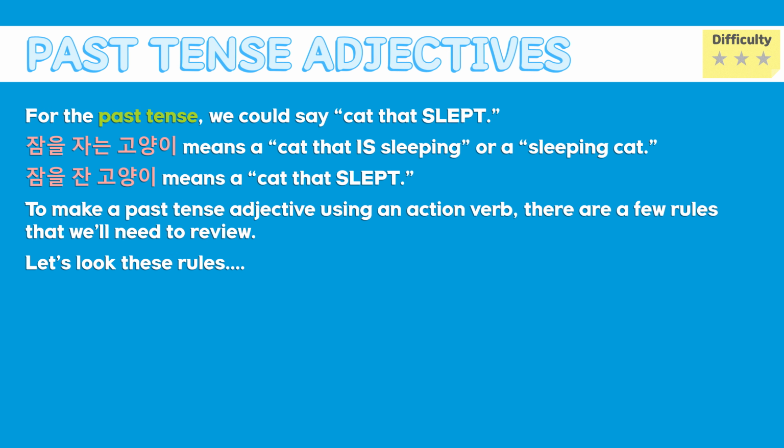For the past tense, we could say cat that slept. 잠을 자는 고양이 means a cat that is sleeping or a sleeping cat. 잠을 잔 고양이 means a cat that slept. To make a past tense adjective using an action verb, there are a few rules that we'll need to review. Let's look at those rules.